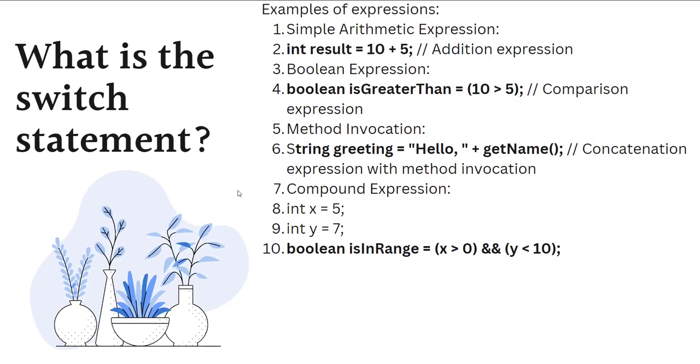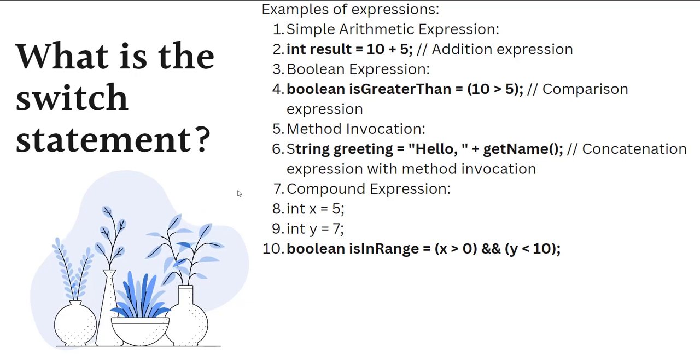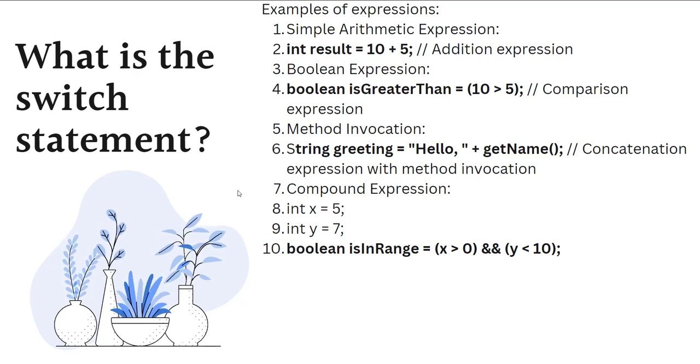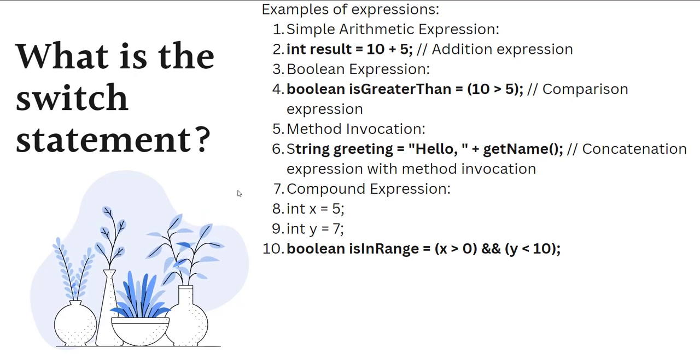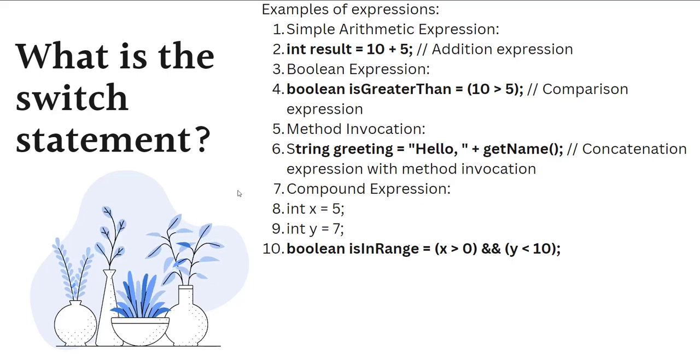Let's see some examples of expressions. So we have here some expressions. We have an arithmetic expression, a Boolean expression, a method invocation, we'll see what methods are later, and a compound expression. All of those are expressions. They return a single value. All right, now let's open the IntelliJ IDE and start writing some code.